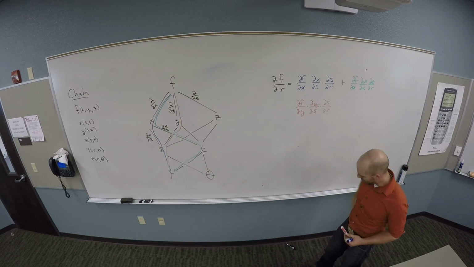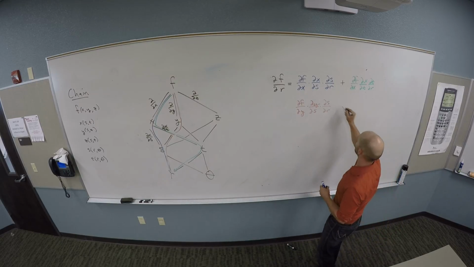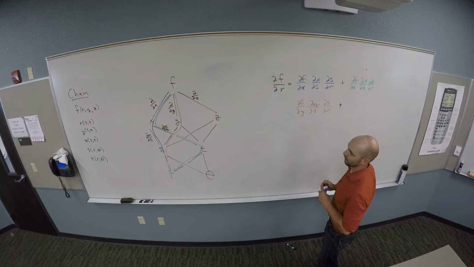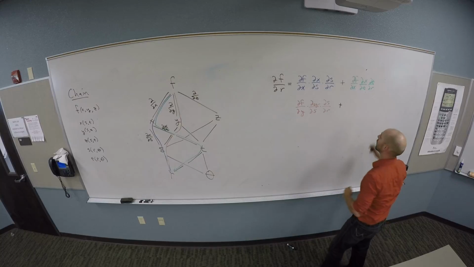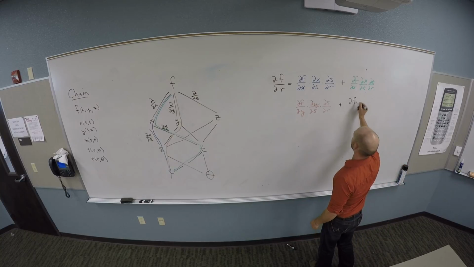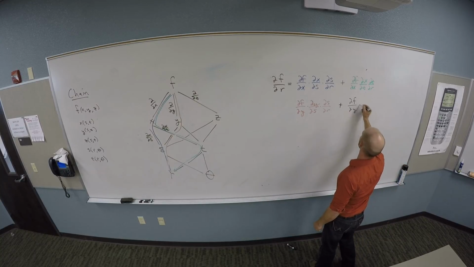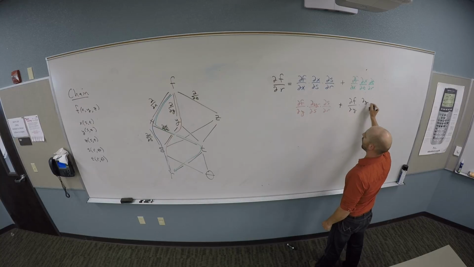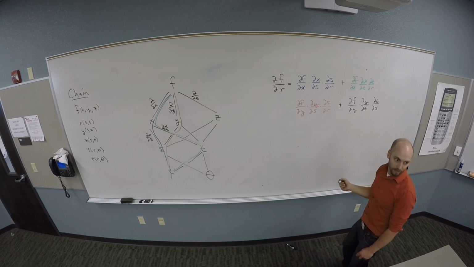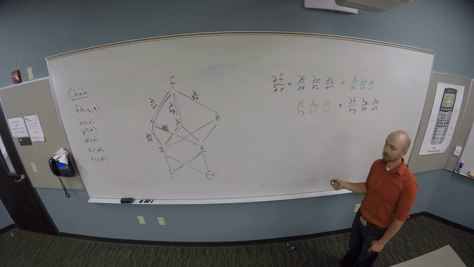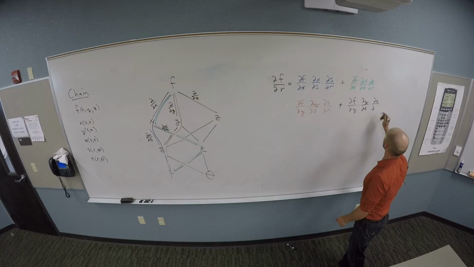What do I want to add that to? Partial of f with respect to y, times the partial of y with respect to t, times the partial of t with respect to r. Cool. Good. That's the other y path, right?